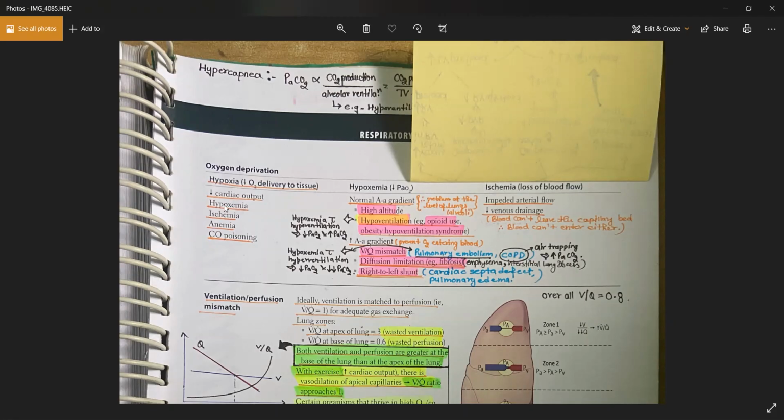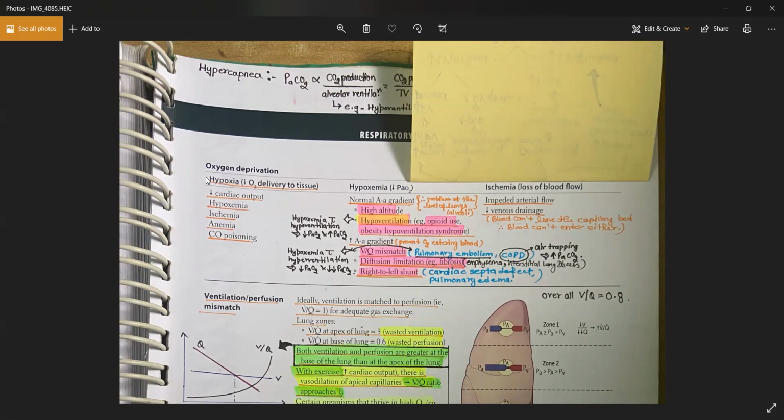This will again promote the hypoxia. Anemia: if we have a low hemoglobin content in the blood, this will again cause low oxygen in the blood. This will again cause a hypoxia. Carbon monoxide poisoning will compete with your oxygen binding sites on the hemoglobin, this will again cause a hypoxemia. So in all the conditions, you're ultimately having a low delivery of oxygen to the tissues, right?